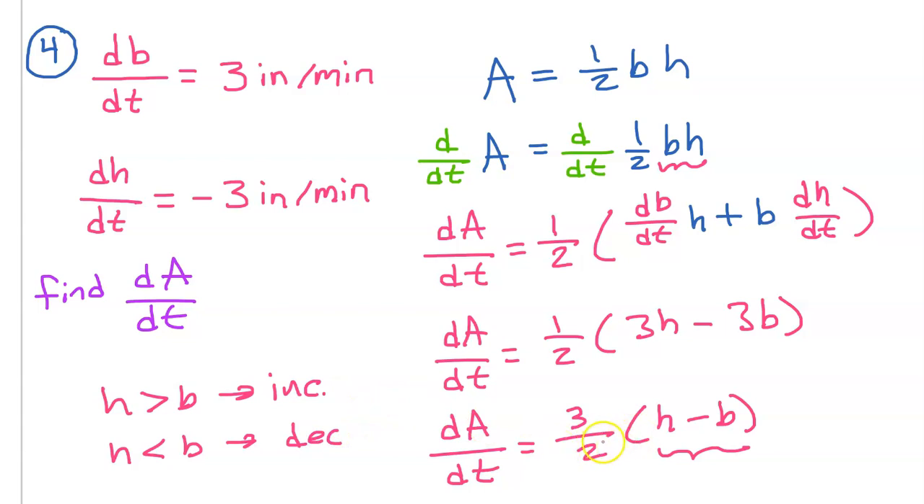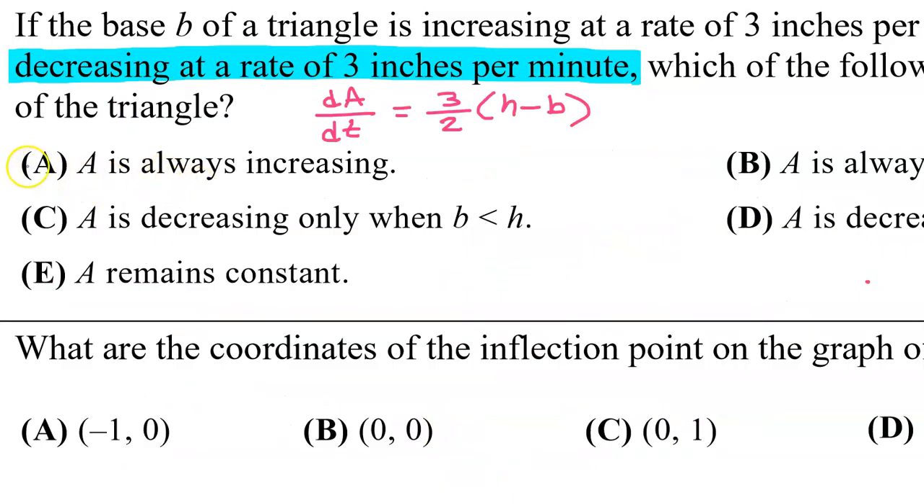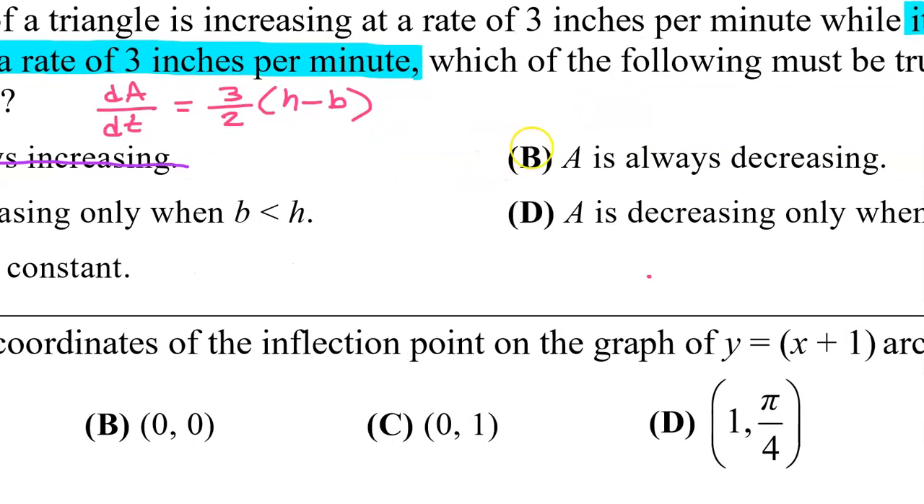So let's see if that corresponds with any of the options. We can cross out the options that say that A is always doing something because it depends on whether h is bigger than b or whether b is greater than h. So we can cross out option A, we can cross out option B.